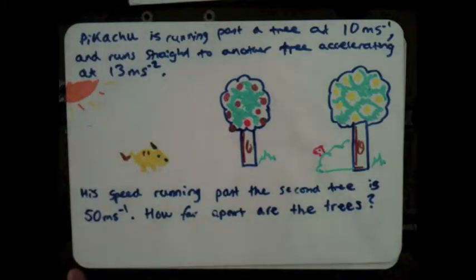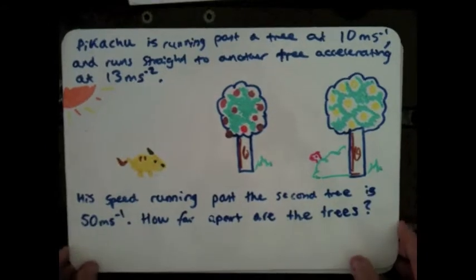Pikachu is running past a tree at 10 meters per second and runs straight to another tree, accelerating at 13 meters per second squared. His speed running past the second tree is 50 meters per second. How far apart are the trees?